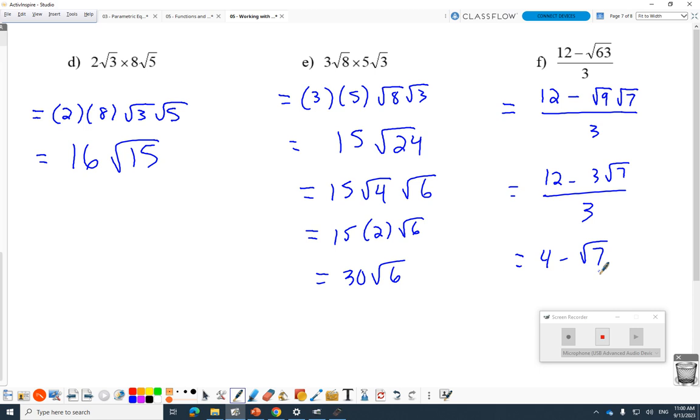If you want, all I did was divide it into 2 fractions. Said, well, that's equal to 12 over 3 minus 3 root 7 over 3. Two separate fractions, and then just divided each one by 3. Only works if they both divide by 3, but this one happened to play it like that, which the quadratic formula often does. That's what we're getting ready for. I think that's chapter 3. A ways off yet.